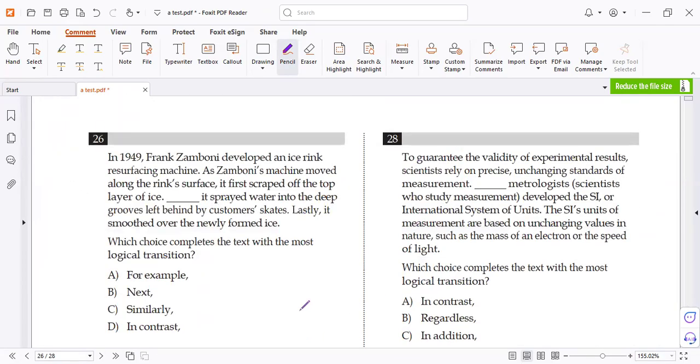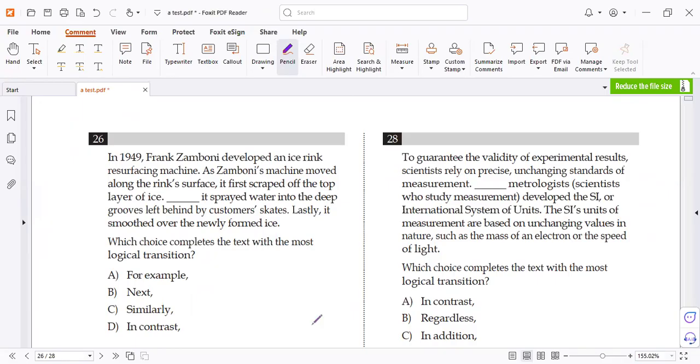Twins. Okay. I chose D. 20 says D. Wrong.